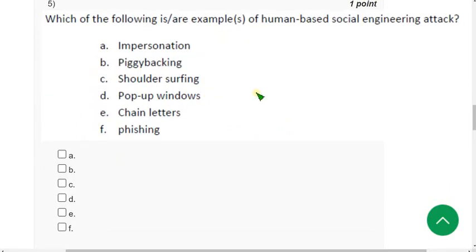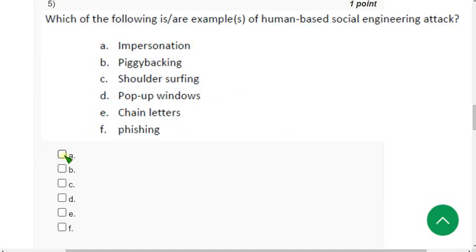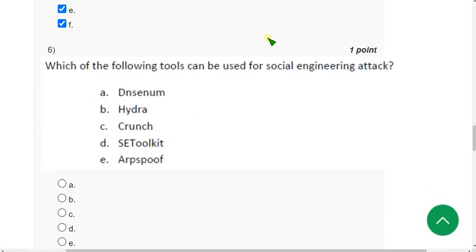Fifth one. Which of the following is or are the examples of human-based social engineering attack? So for the fifth question, I have got impersonation, piggybacking, shoulder surfing, pop-up windows, chain letters, and finally phishing. All these are probable answers for the fifth question. Now let's move on to the sixth question, guys.